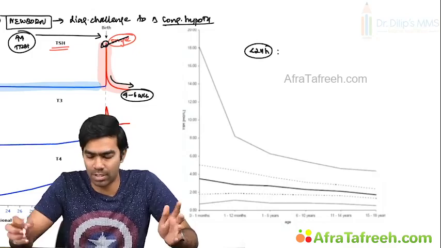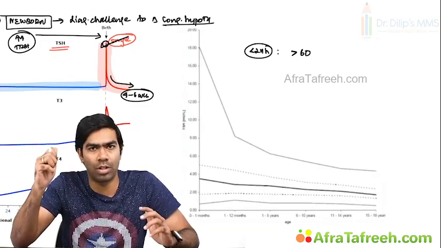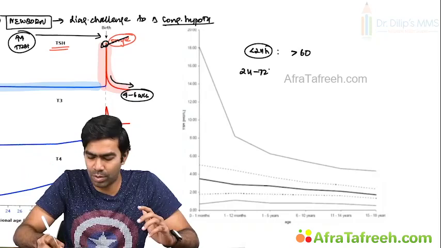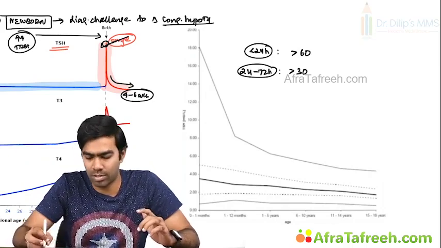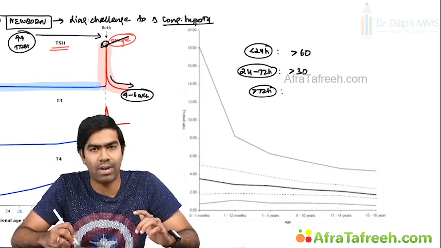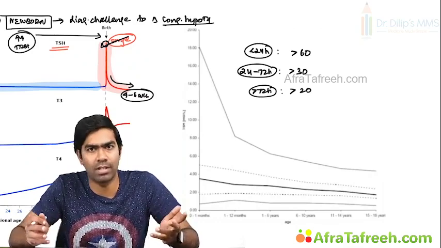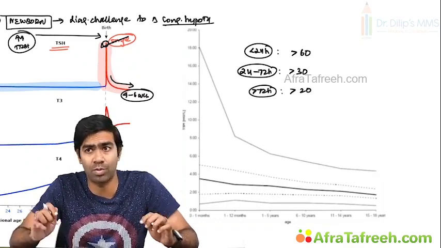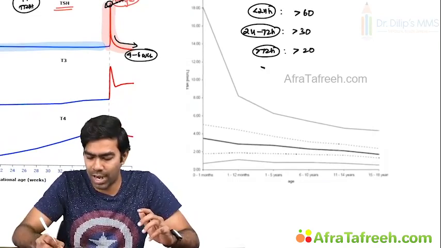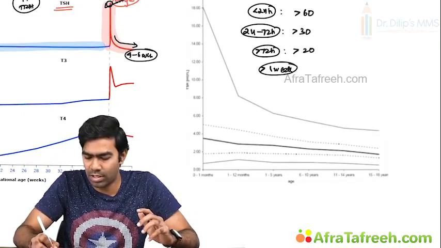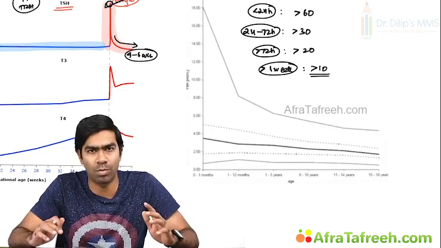We don't know the exact cutoff, but still a value of more than 60 can make you suspect congenital hypothyroidism. In the 24 to 72 hours, a value of more than 30 may tell you it's probable congenital hypothyroidism. After 72 hours, a value of more than 20 will tell you that this patient probably has congenital hypothyroidism. So the timing is very important when you collect the TSH sample from the newborn. Usually after 1 week, a TSH of just more than 10 itself should tell you there is some problem going on.